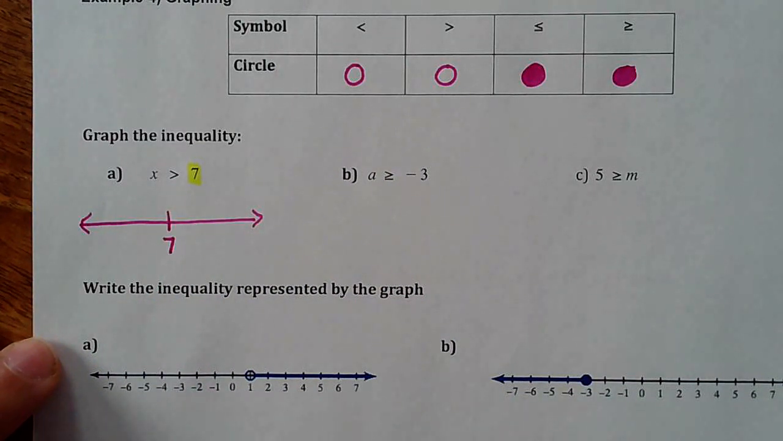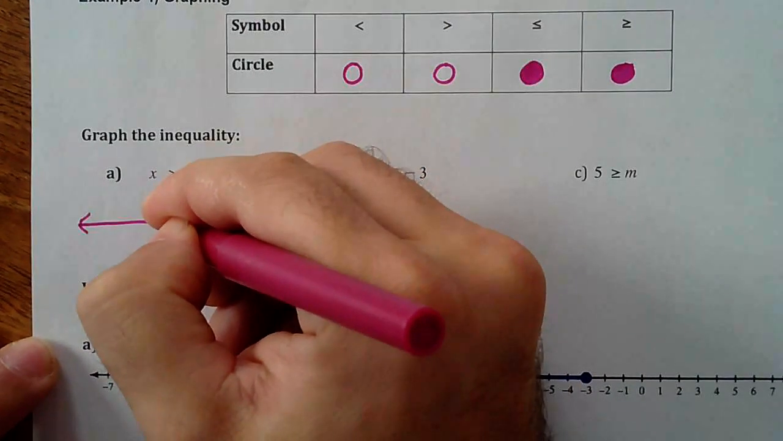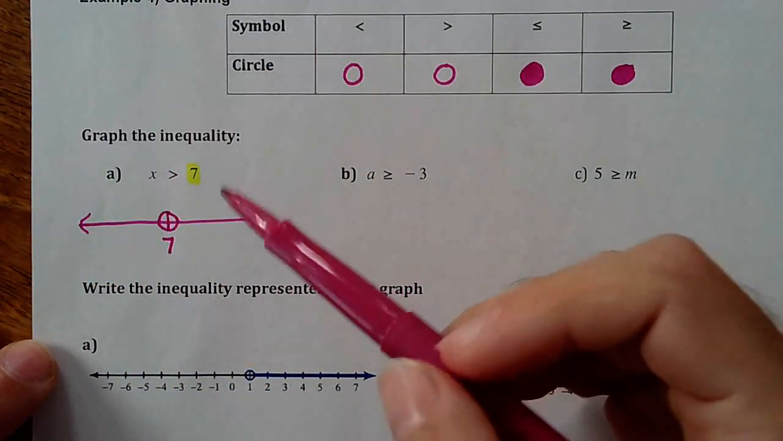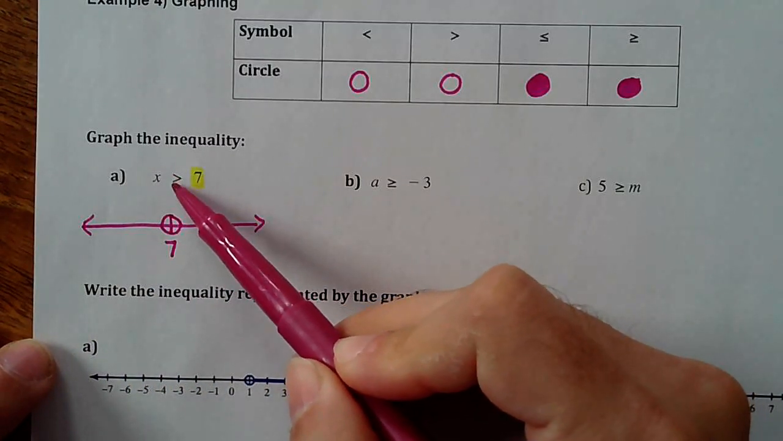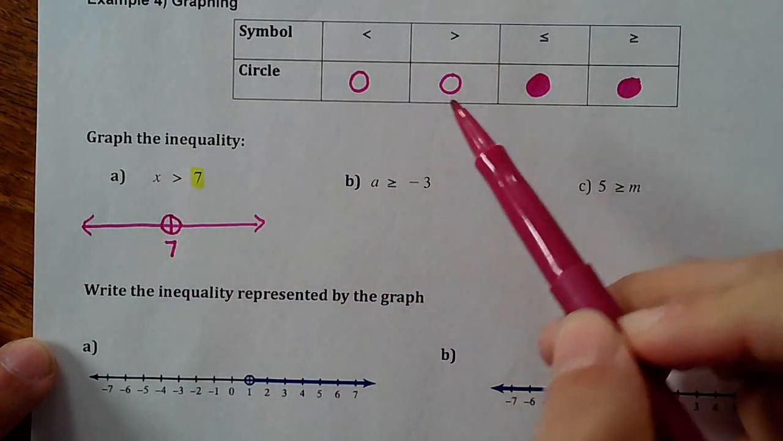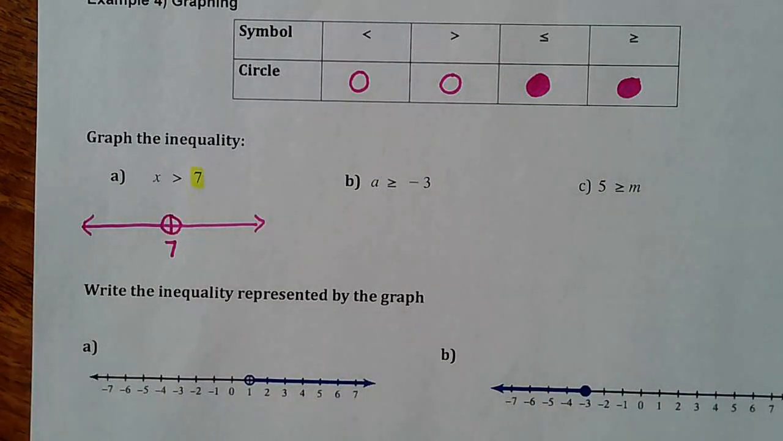Once I put my boundary point, I'm going to put a circle. Regardless of what kind of symbol I have, I'm always going to have a circle. This is a greater than symbol. So if I look at my chart, the greater than symbol gets an open circle. So I'm not going to shade that in. I'm going to leave it as is.